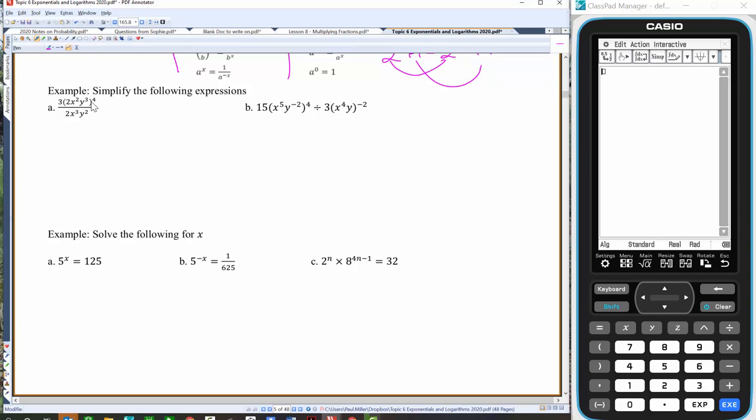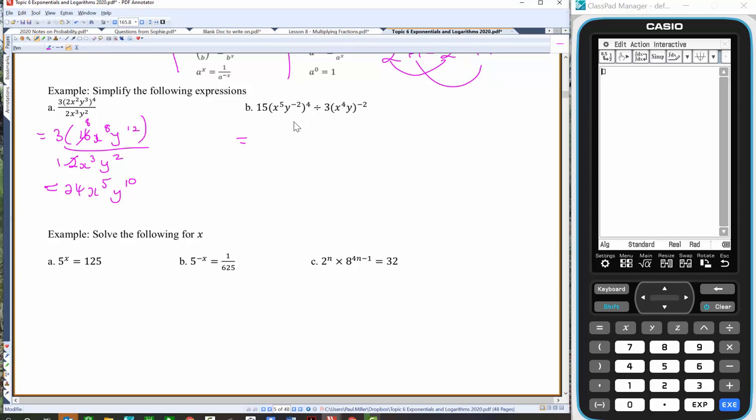Right, so this one here, we're going to use the power to power rule first of all, so equals 3 brackets. Now, 2 to the 4 is equal to 16, x to the 8, y to the 12, all over that 2 to the y to the 2, 3 times 16, actually let's just cancel that now while we can. 3 times 8 is 24, x to the 5, y to the 10.